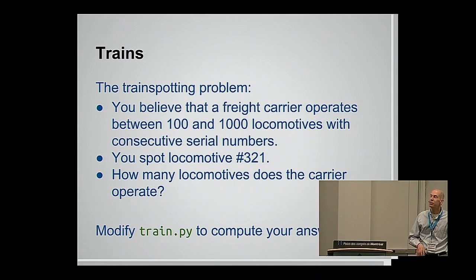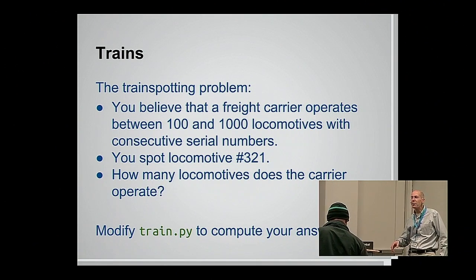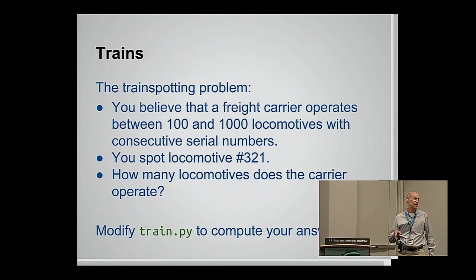The premise is that you know something about a freight carrier. So you have a prior belief about how many locomotives they operate. You don't know exactly how big the company is, but you figure it's between 100 and 1,000 if you had to guess. You see one particular locomotive that's numbered 321, and you assume that the company has numbered them from 1 to N, where N is the unknown number of locomotives they're operating. Based on this data, train number 321, how many locomotives do they have?